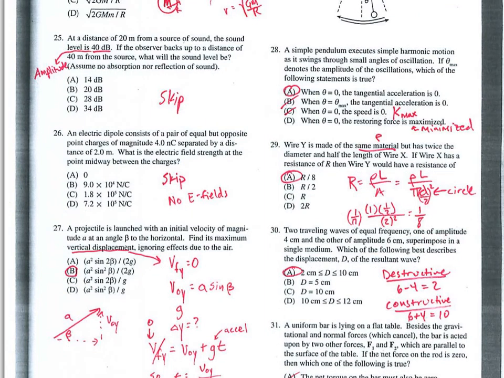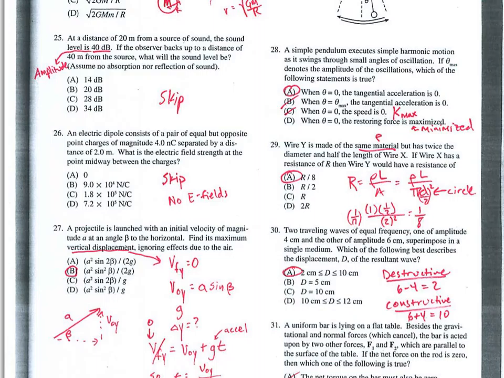Number 29 is a resistance problem where the resistivity, rho, times the length of your wire divided by the area gives you your resistance. It's the same material for wire X and Y, so the rho is the same. The length looks like it's halved, and now it talks about the diameter being twice as much. We know that the diameter is twice the radius. And if you cut a wire, that cross-sectional area is really a circle, so that area is pi r squared.